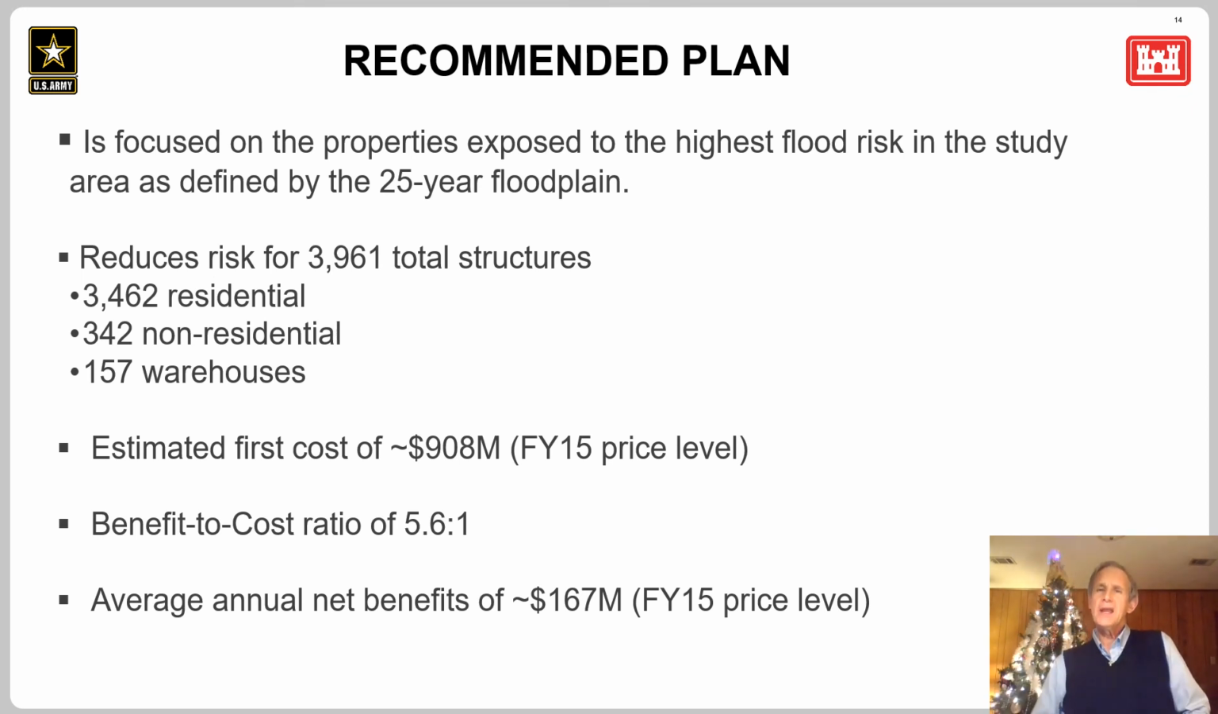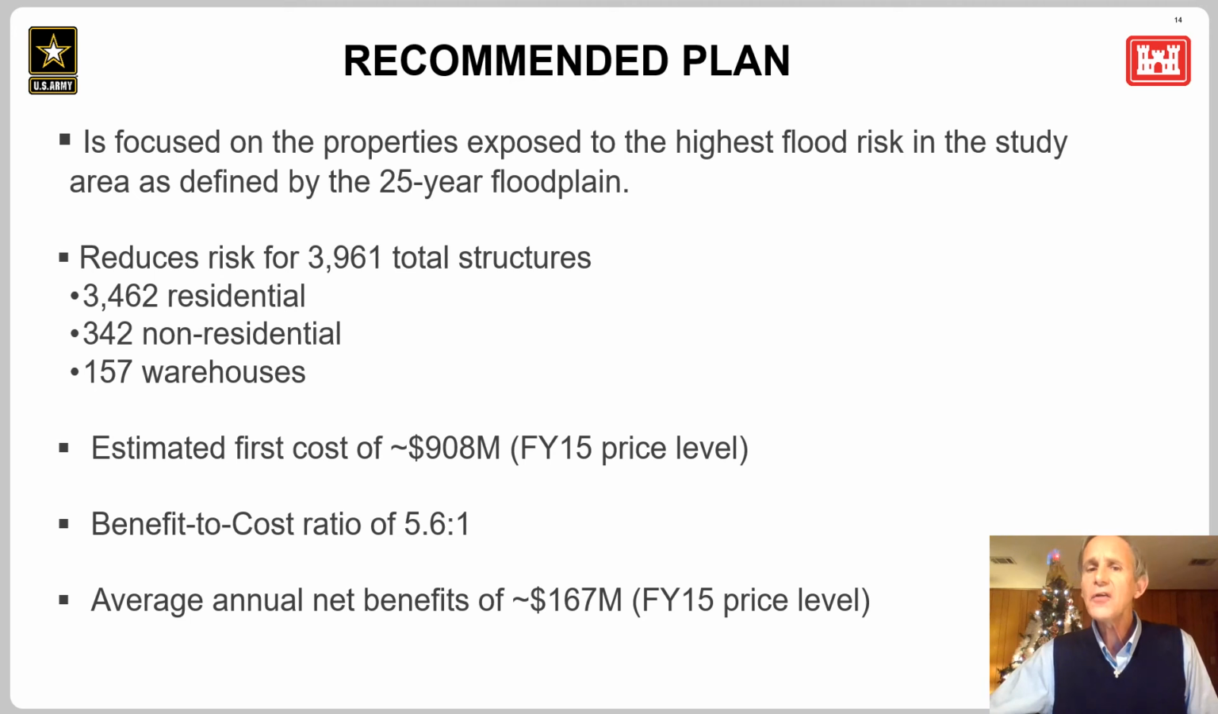So the recommended plan for Southwest Coastal would focus on properties exposed to the highest flood risk in the study area, defined as the 25-year floodplain. Some of the structures we saw, that if you saw there was like 5,000, now there's 4,000 structures, because for some of the structures we determined that the most likely future for them was that some type of non-structural measure would be applied to them locally before we got to them. So 1,000 structures fell out.